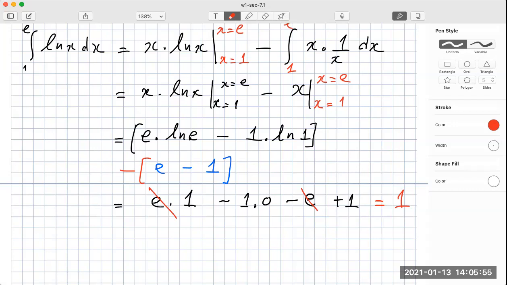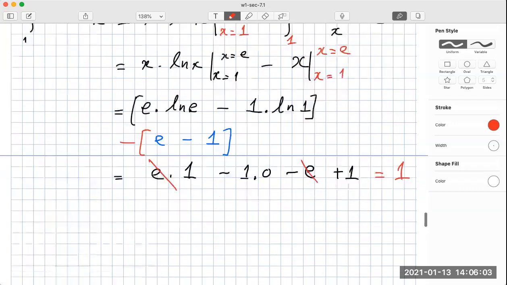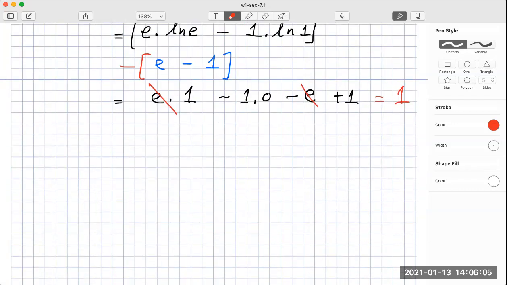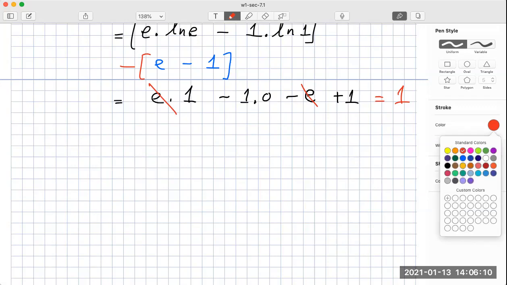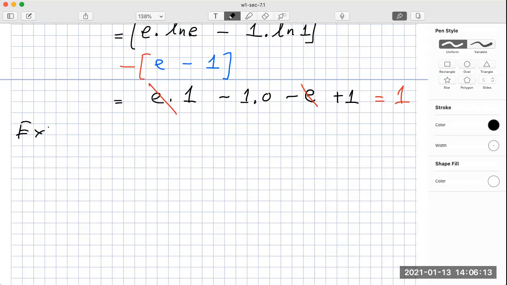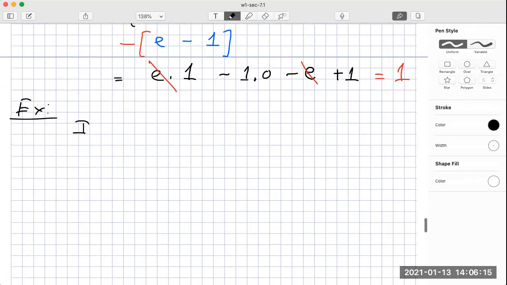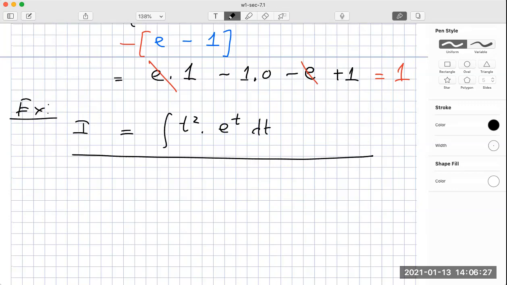Yeah. So our job now is to practice the integral by parts. Very well. So let us play with another example. Suppose we need to compute, let us call it I, the integral of t squared times e to the t dt here, using integration by parts.